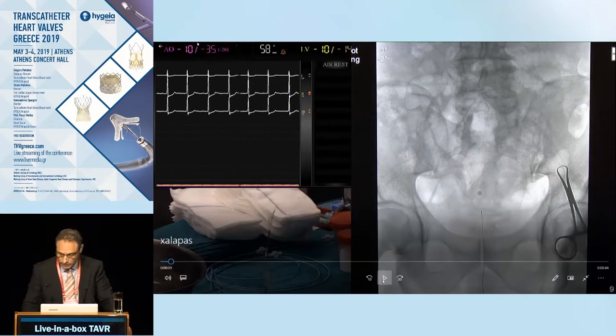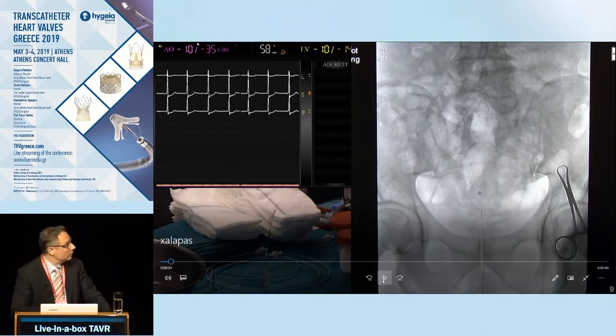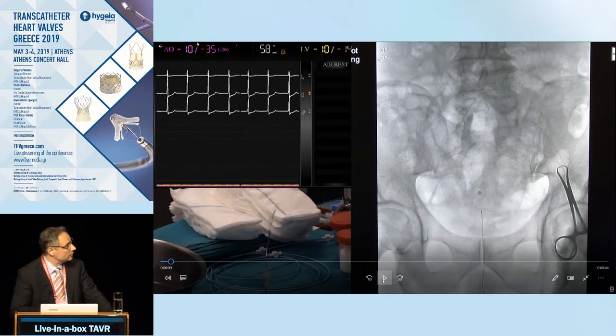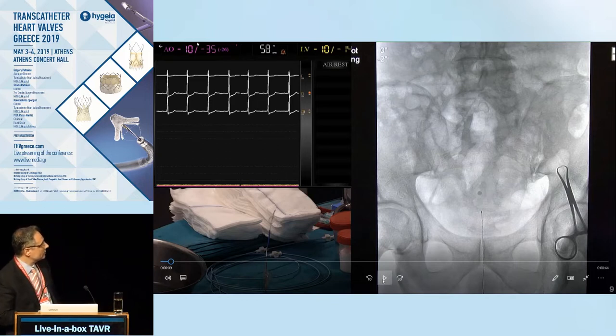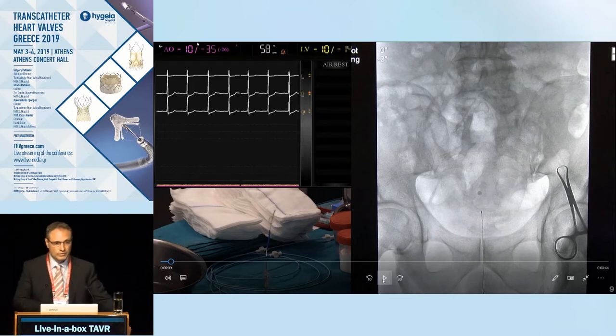We have already prepared the contralateral site, which was, in that case, the left femoral artery and the left femoral vein, introducing 7 French femoral sheaths in both artery and vein. And here you see the anatomy of this Sentinel device, with the distal filter here and the proximal filter here. Both filters have a pore size of 140 microns.